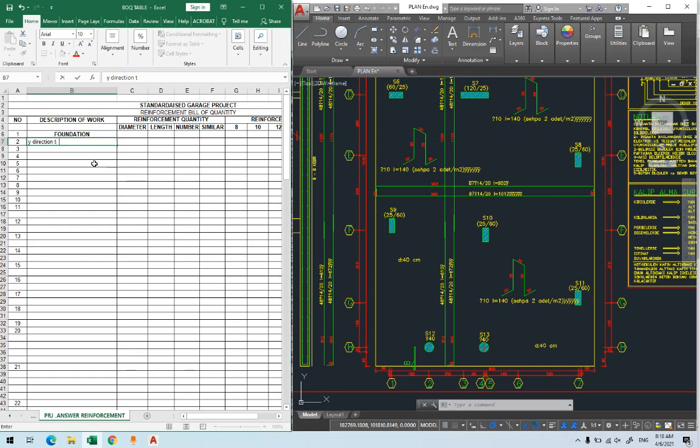I will write top, because we already know that there is top and bottom. So I'll write top. I will write y direction, bottom here. Bottom. I have top and bottom.